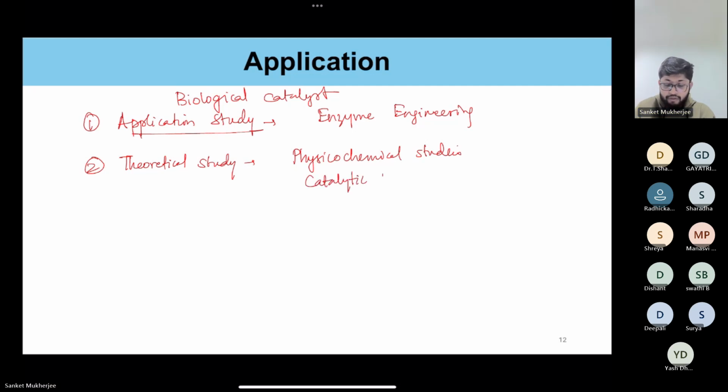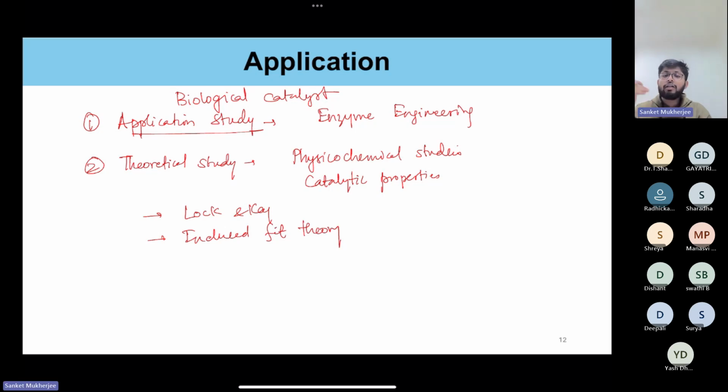So what does this mean? Whether the enzyme works as a monomer, dimer, how it is activated, if there are certain other enzymes which are involved, all these kinds of things are also studied. So as we already discussed, two main models are there, lock and key model, or I would say hypotheses, lock and key hypothesis and the induced fit theory, which basically explains the mechanism of enzyme action, right?